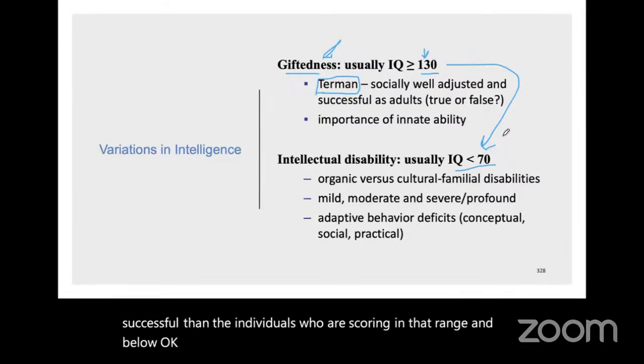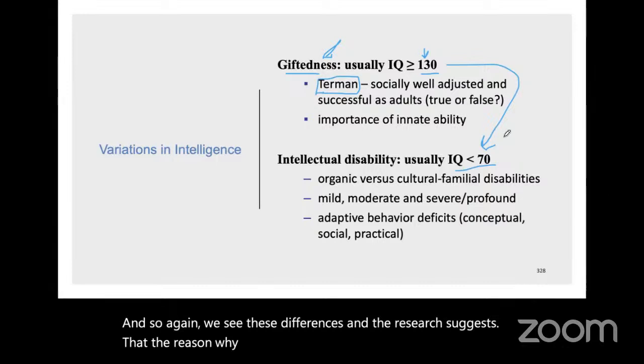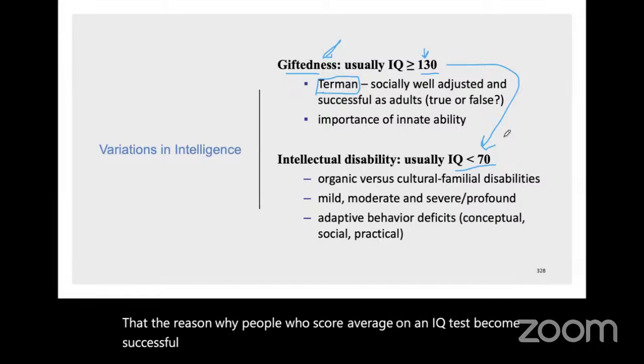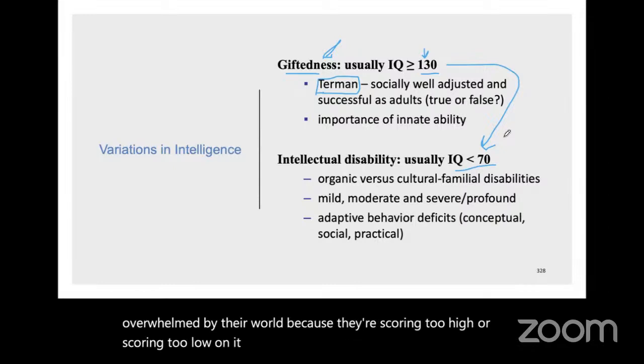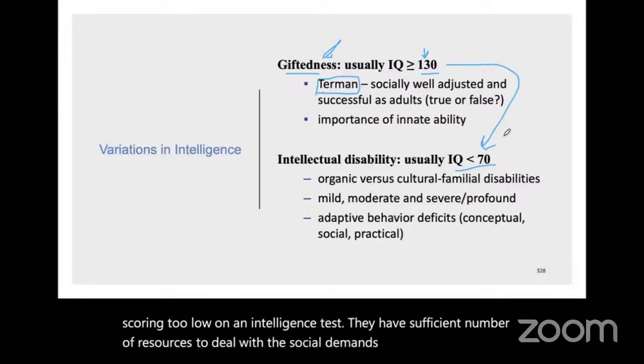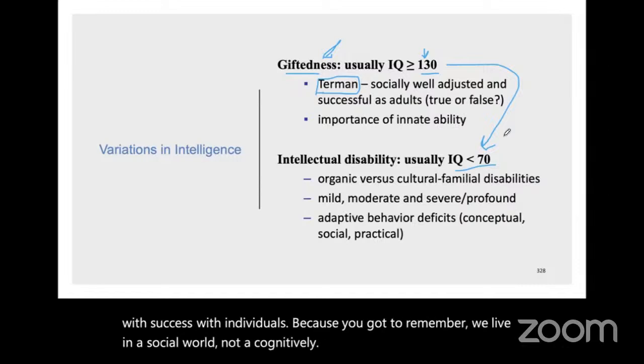Okay. And so again, we see these differences, and the research suggests that the reason why people who score average on an IQ test become successful is because they have the resources. They're not overwhelmed by their world because they're scoring too high or scoring too low on an intelligence test. They have a sufficient number of resources to deal with the social demands of the world, to deal with success with individuals, because you've got to remember, we live in a social world, not a cognitively isolated world. Okay.